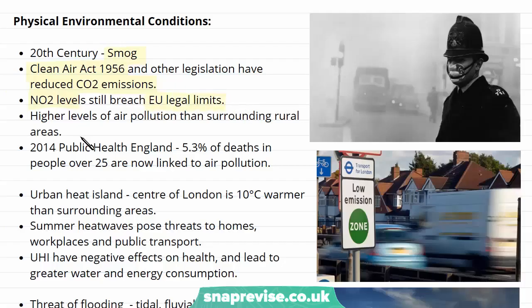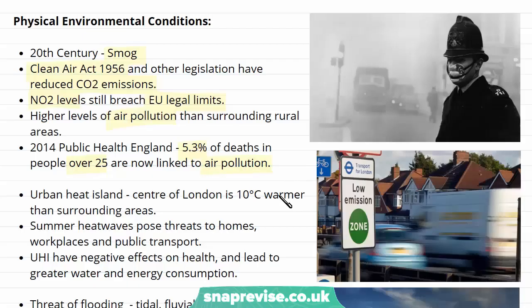Also, London has higher levels of air pollution than surrounding rural areas, just showing how the industry and the amount of congestion and traffic in cities is very much a negative impact on air quality. And in 2014, Public Health England announced statistics that 5.3% of deaths in people over the age of 25 are now linked to air pollution. So these will be things like respiratory diseases and heart disease as well.